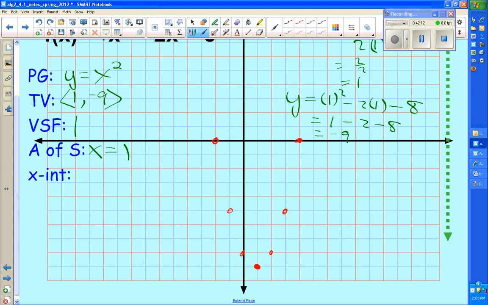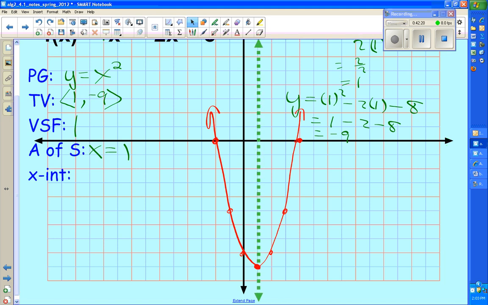So when we make our graph, you get a picture that looks more or less like that. Here's my axis of symmetry dotted. And now, if I say, well, can you tell me the x-intercepts? What are they?